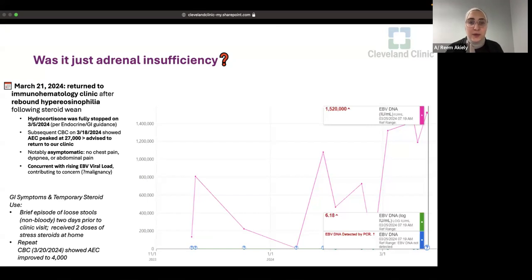Just prior to getting to our clinic, within a few days, he had brief episodes of loose stools, so mom had given him 2 doses of stress steroids at home. So by the time he did come to our clinic, the absolute eosinophil count did improve down to 4,000.